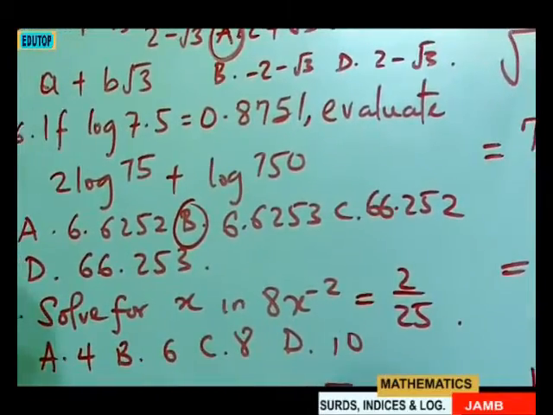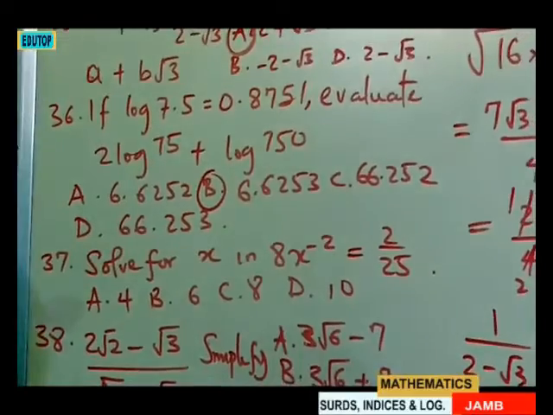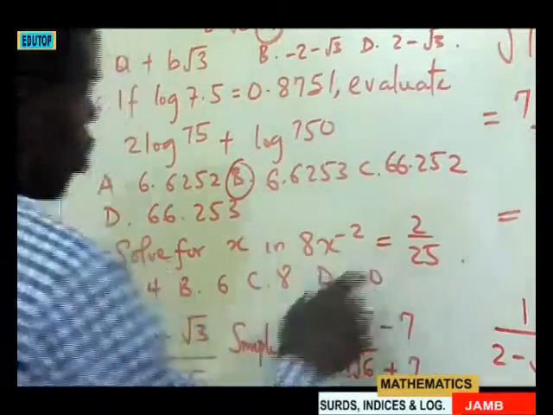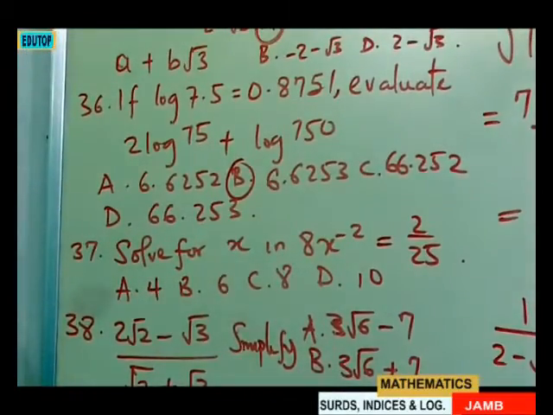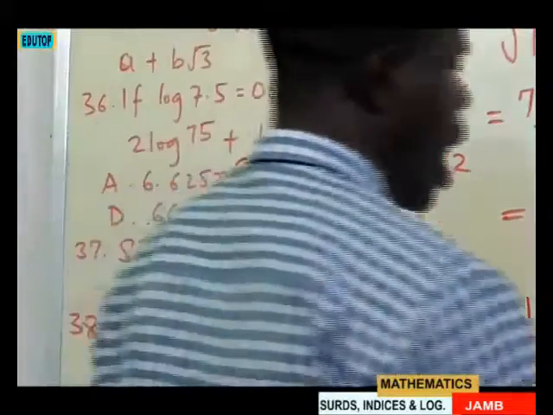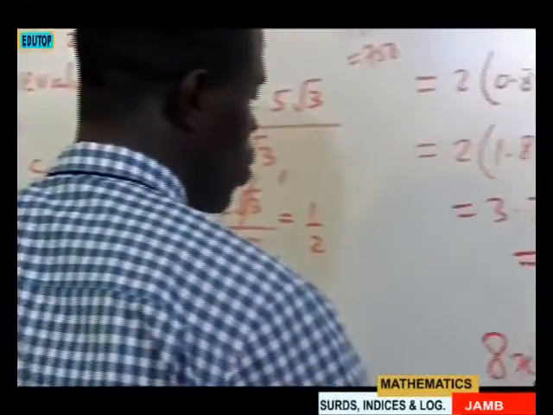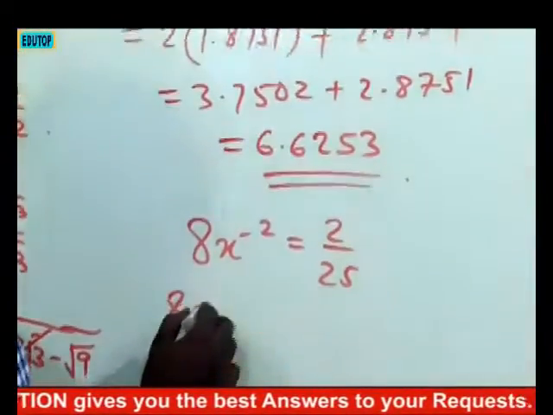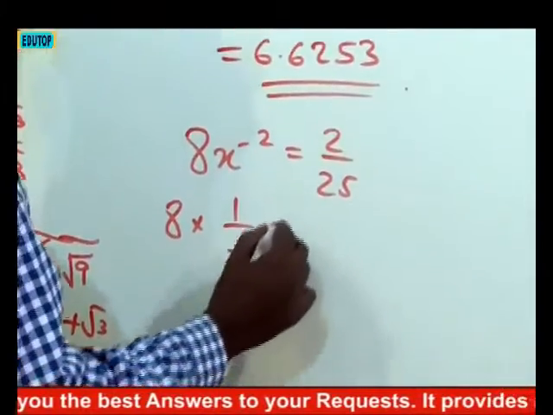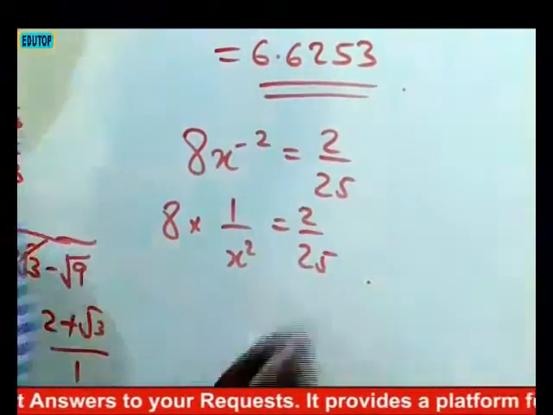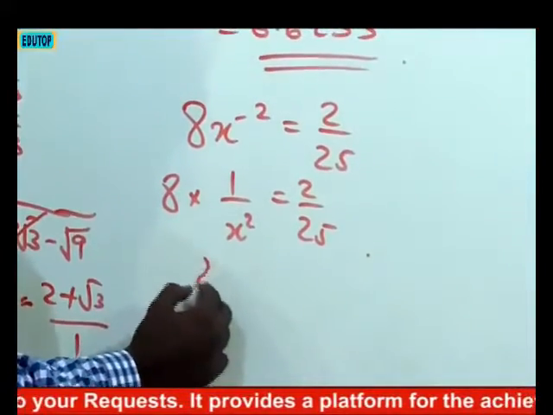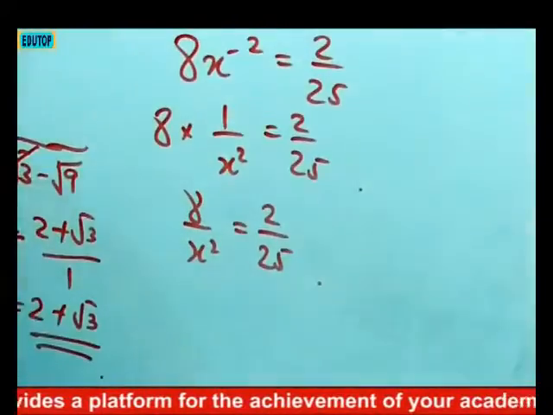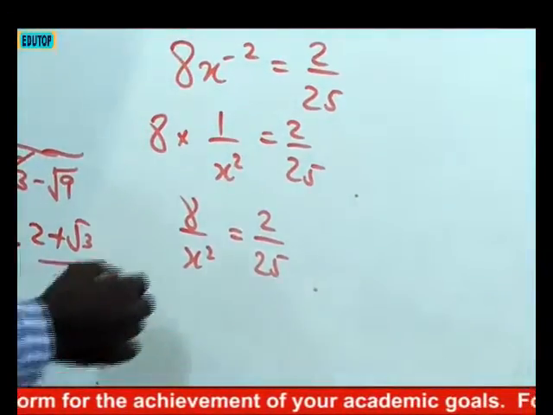The next question is question 37, which says: solve for x in 8x raised to power minus 2 equals 2 over 25. If I want to solve this, I have 8x raised to power minus 2 equals 2 over 25. The first thing I know is that 8 times 1 over x squared equals 2 over 25. Here, 8 over x squared equals 2 over 25. And in this situation, I can cross multiply.